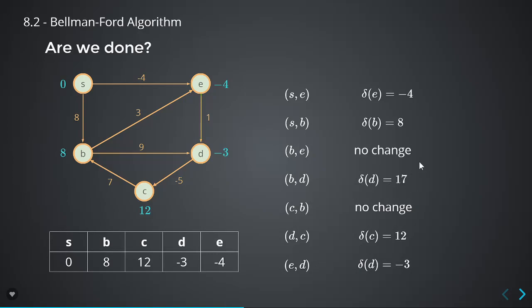Are we done? No, because you can easily see in the graph here that it costs a lot less to get to C than 12. You see that it costs -3 to get to D, and it costs -5 to get to C from D. So it really only costs us -8 to get from S to C.